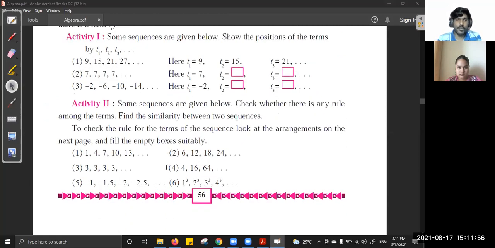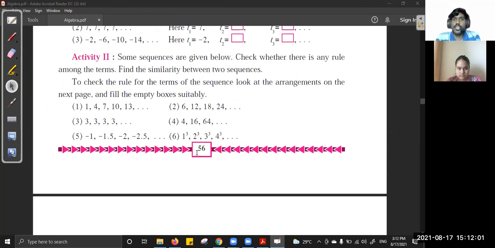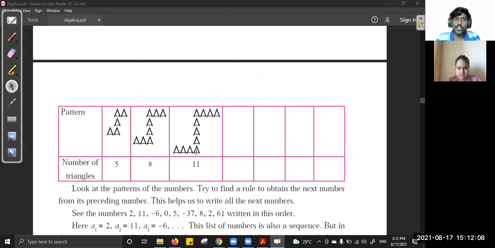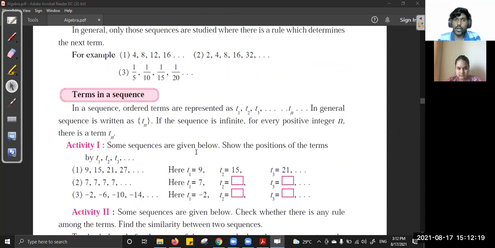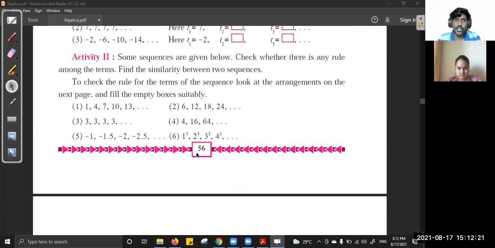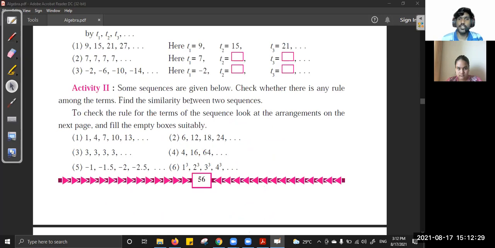Now, if you look at activity number 2, some sequences are given below. Check whether there is any rule among the terms. What do you mean by rule among the terms? Here, the rule was that it is increasing by 3. In this one, it was increasing by 1, basically odd numbers. In the same way, in this activity you have to check whether there is a rule or not.